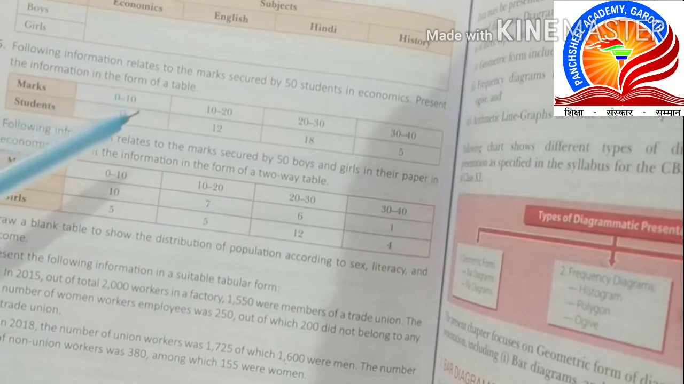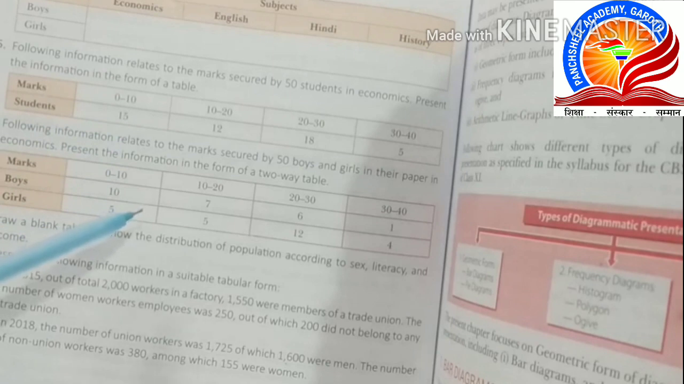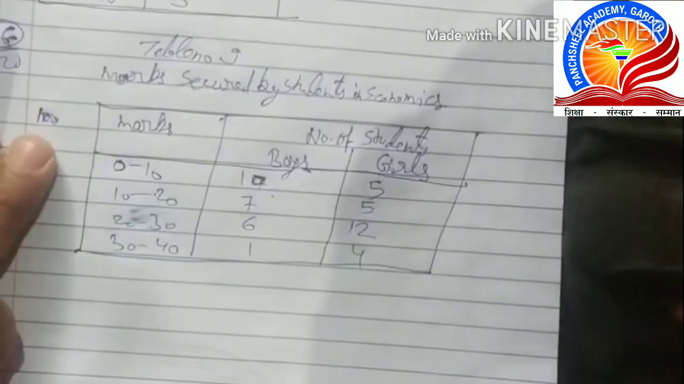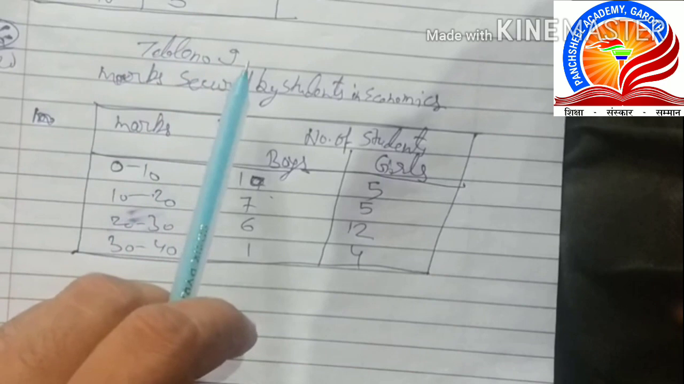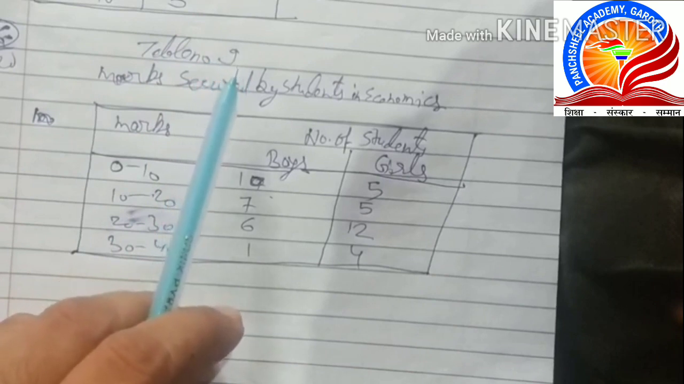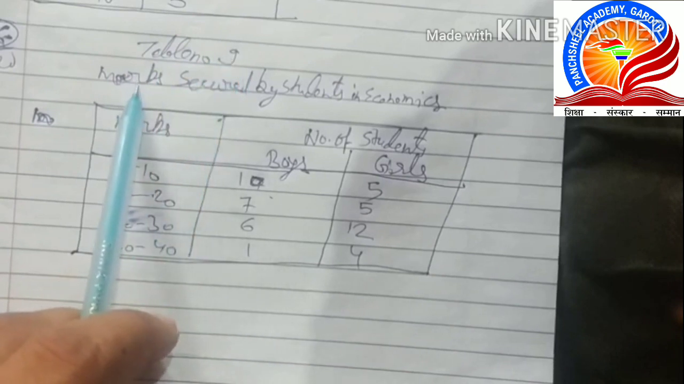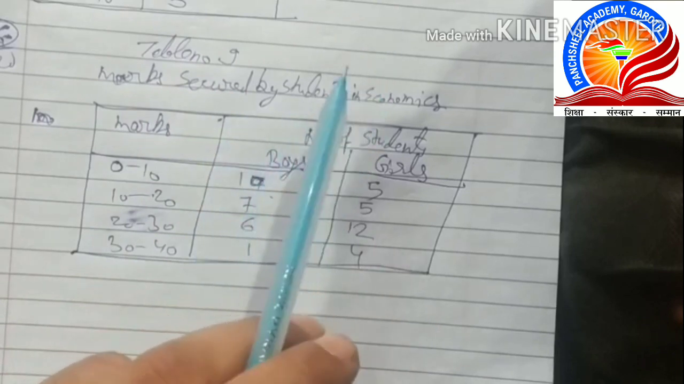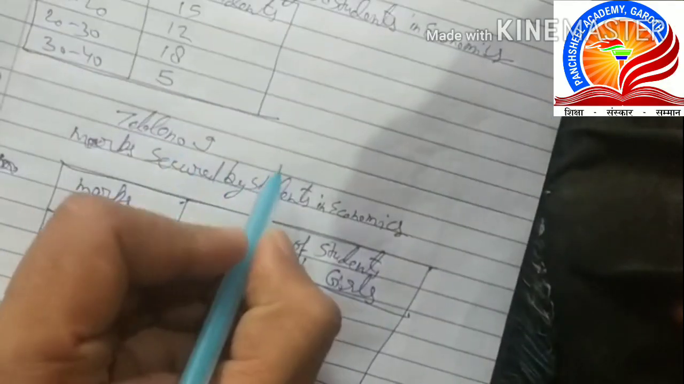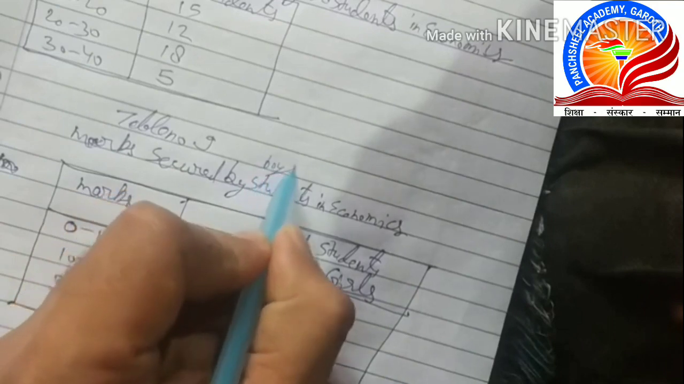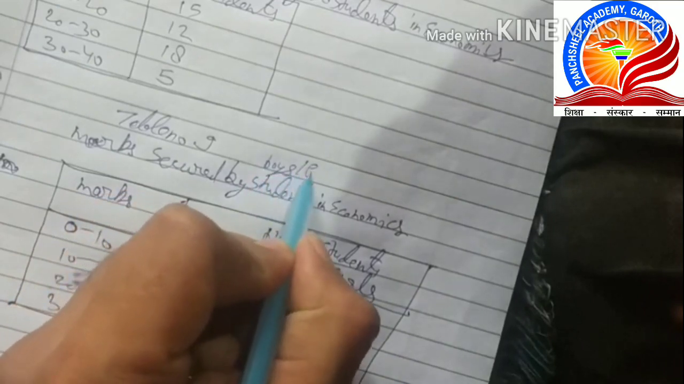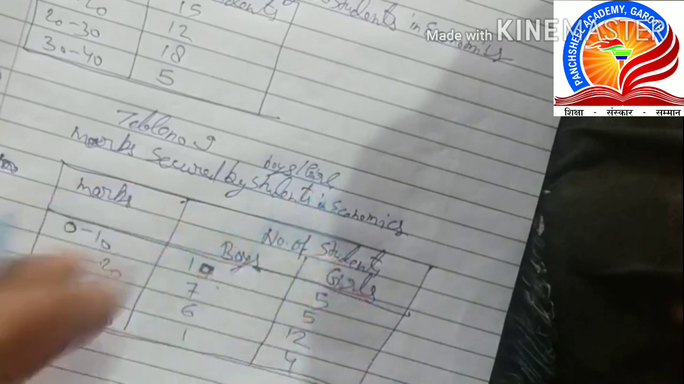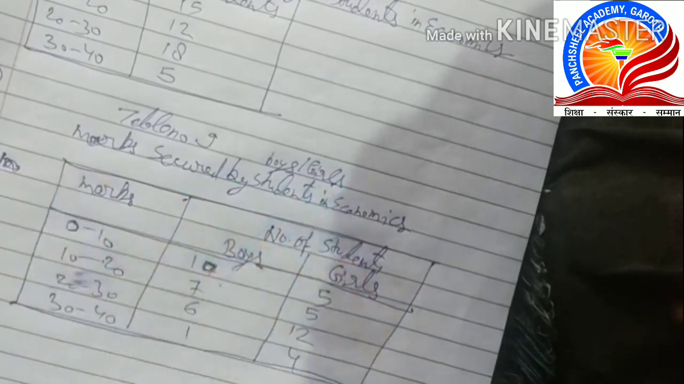So we can say it is an extension of the previous question. In the previous question we made a simple table. Now we have to make a two-way table. So what do we do to make a two-way table? We'll do it in this way. First we need to write the table number, that is table number 9. Marks secured by students in economics, or we should write here boys and girls, because it is given in the question that way. So boys and girls in economics.